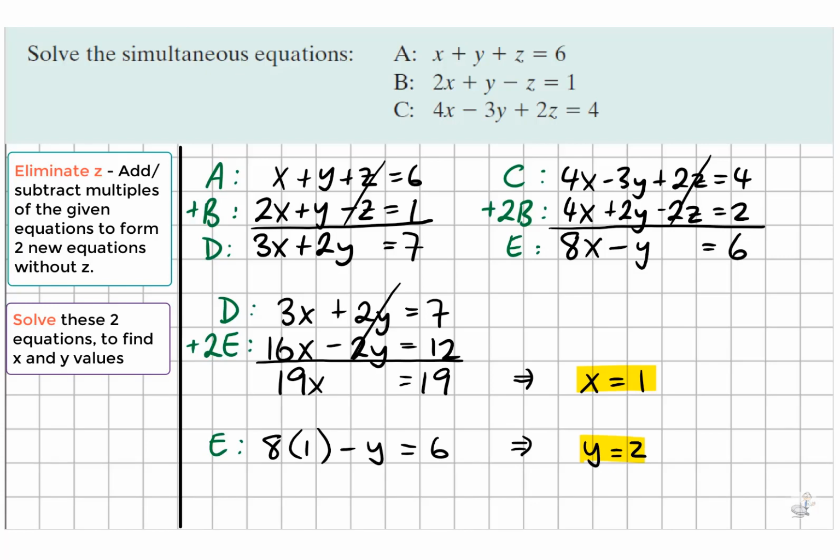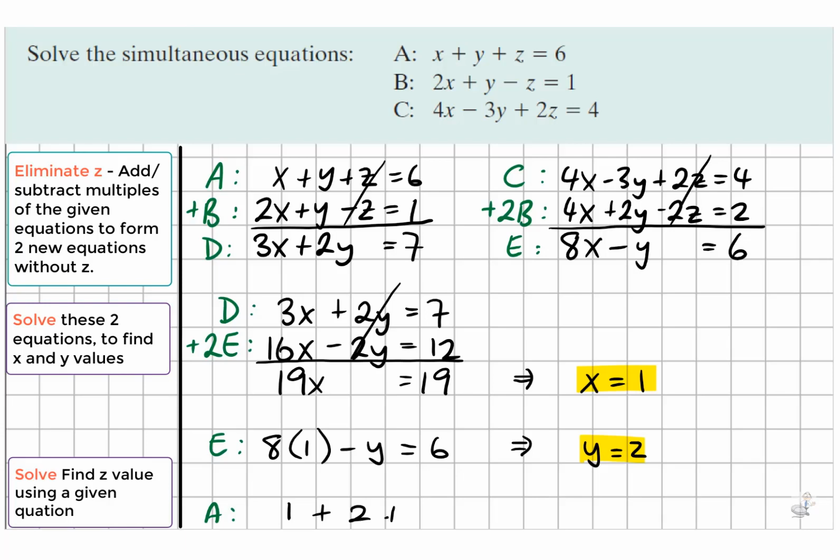And now that we know what x and y is, we could sub these two values into one of the original equations. Maybe a looks simpler. So we have x, which is 1, plus y, which is 2, plus z is equal to 6. Well, 1 and 2 is 3, and 3 plus 3 is 6, so z must be 3. So the intersection point of the planes is the point (1, 2, 3).